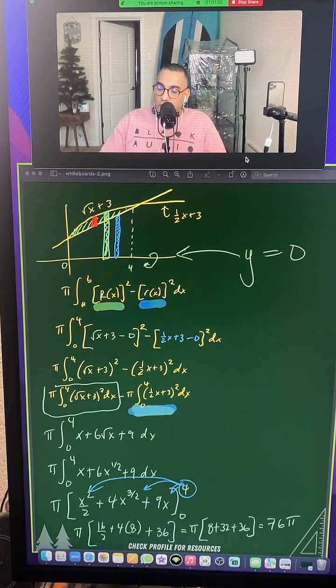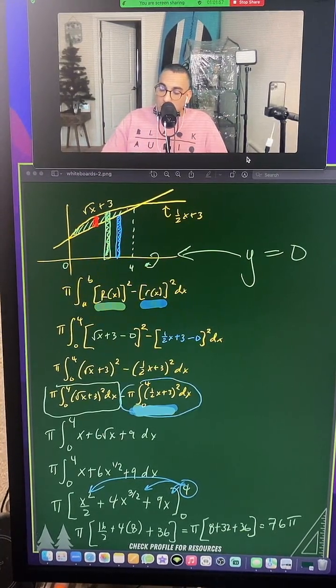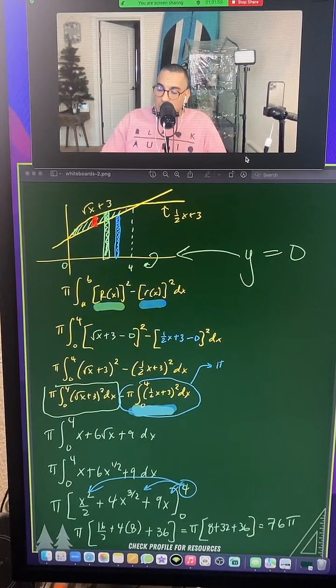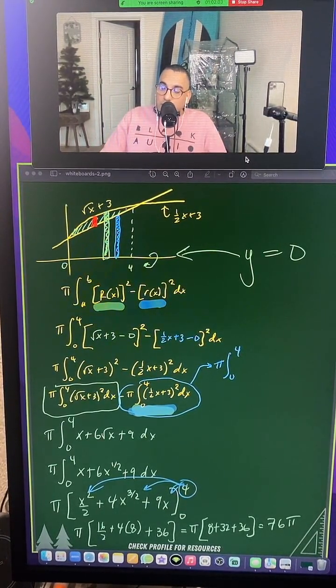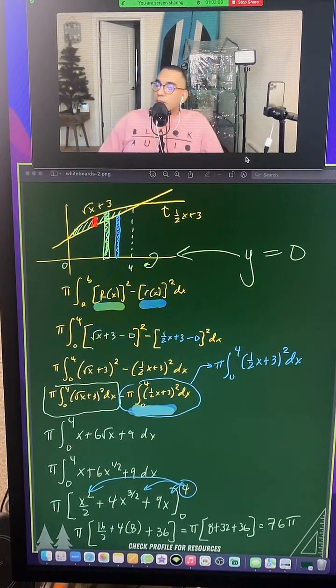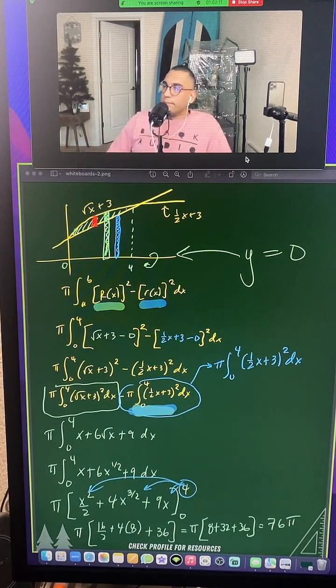Okay, so here we go. Let's talk about the blue area. So it's this one over here. So this is pi 0 to 4. And I'm going to have to, what do you guys think? Should I FOIL this or use U substitution? Give me a U or give me a FOIL.